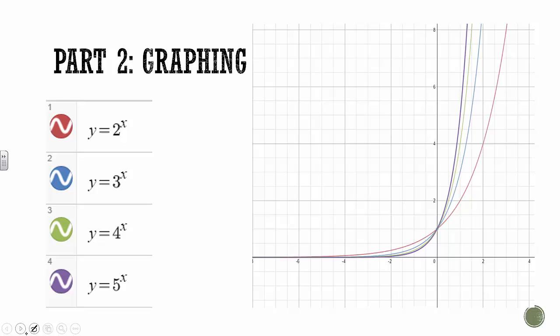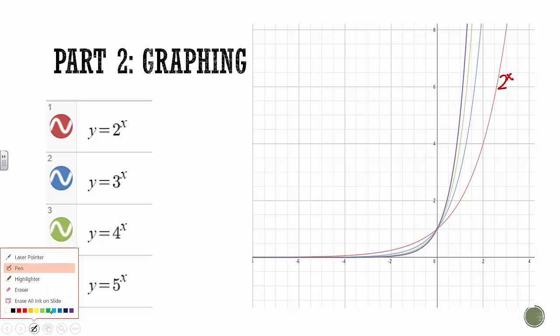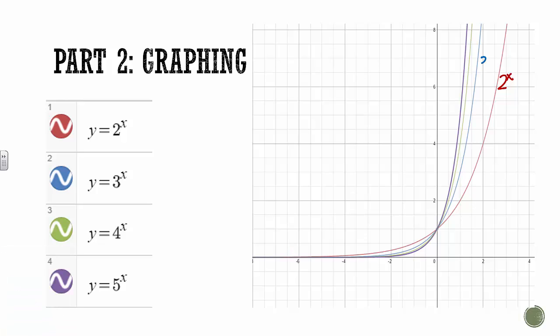So now let's talk about their graphs. I know that your paper isn't colored, so I would take a second and use some colored pencils or highlighters or something and make sure that you can identify each one of these. This first one over here is 2 to the x power. And then the next one is 3 to the x power. The green one is 4 to the x power. And then finally, this purple one here is 5 to the x power.